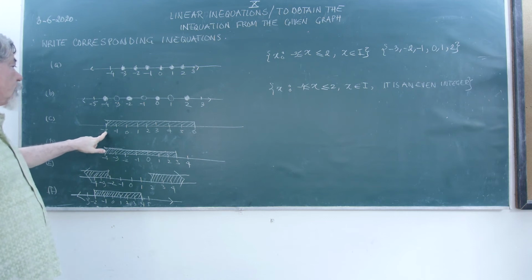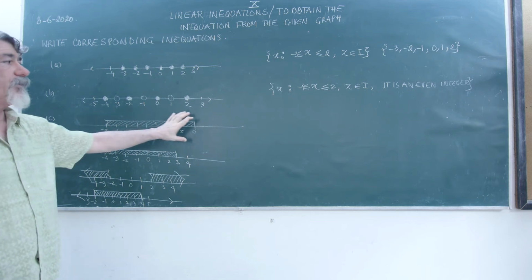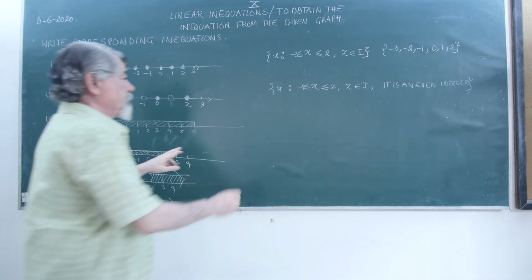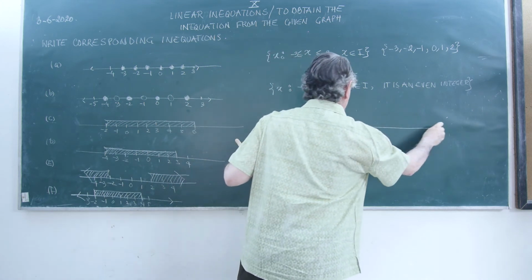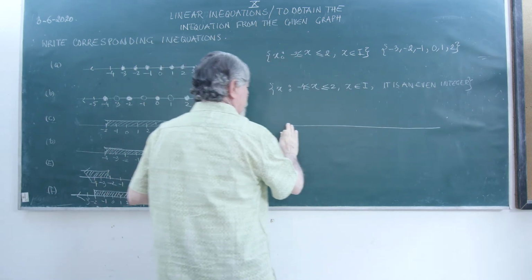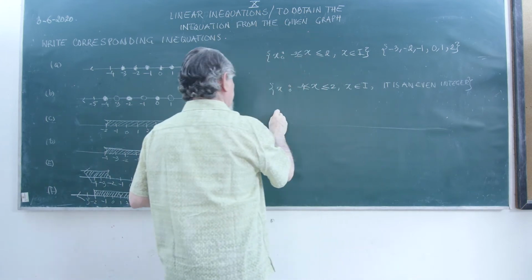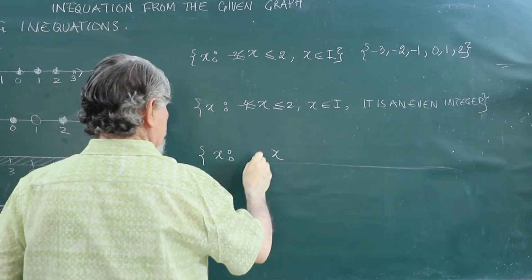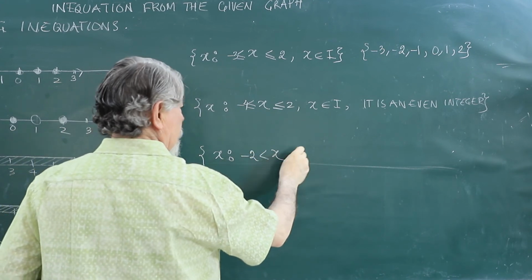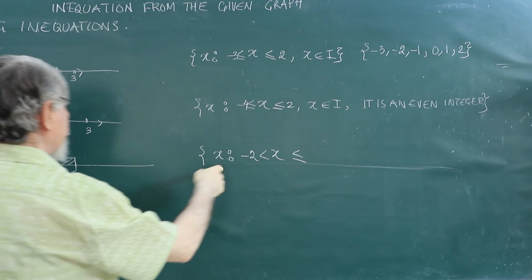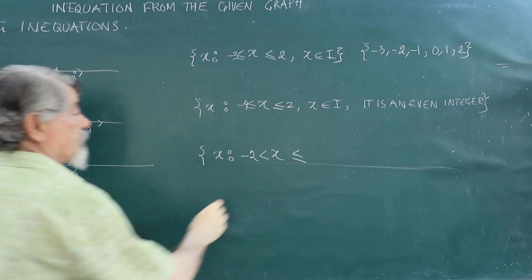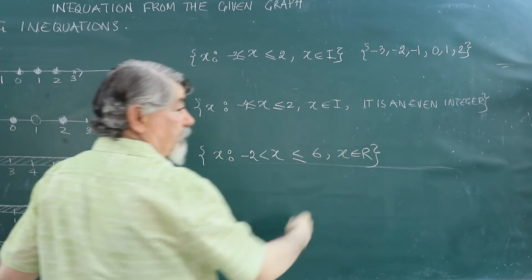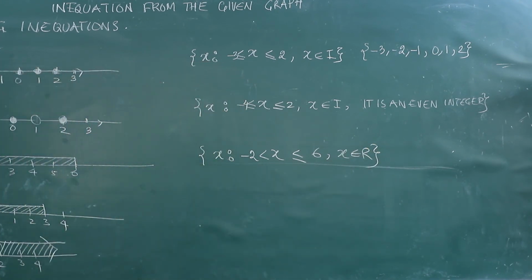Here, minus 2, this is a set of real numbers. Here I say x is less than minus 2, and x is greater than minus 2 and less than 6. X belongs to the set of real numbers.